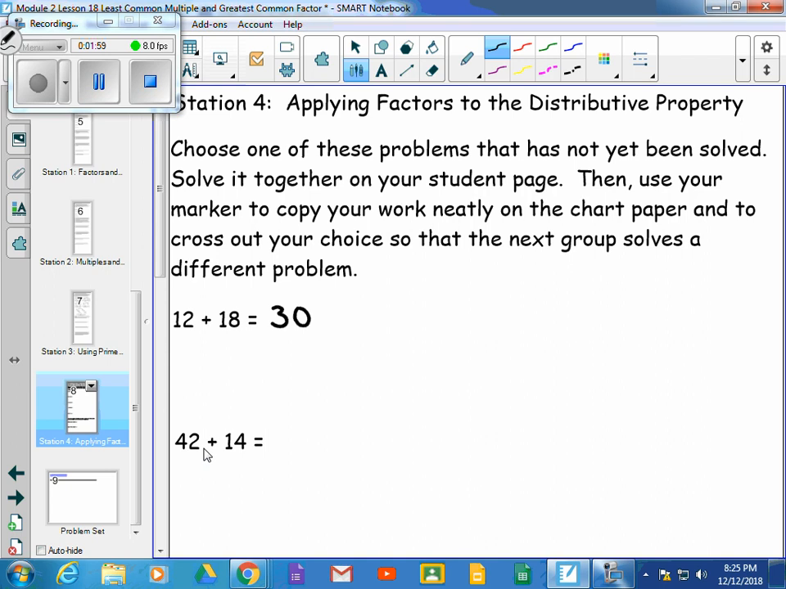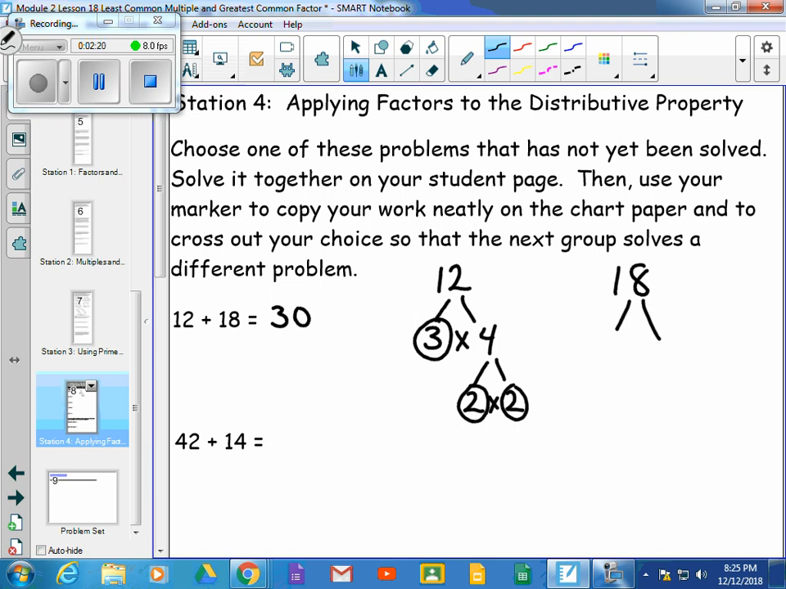What we're going to first do is find the greatest common factor of both 12 and 18. And I'm going to use the prime factorization method. 12 breaks into 3 times 4. 3 is prime, and 4 can break into 2 times 2, which are both prime. 18 is 2 times 9. 2 is prime, but 9 can be broken into 3 times 3, which are both prime.